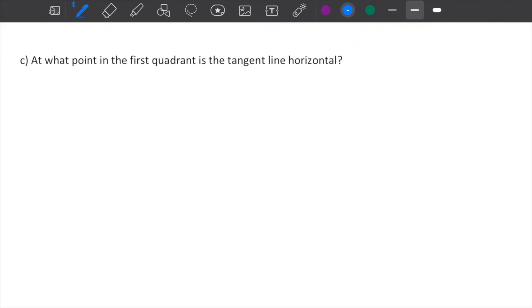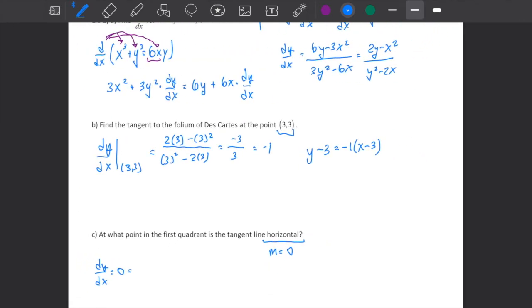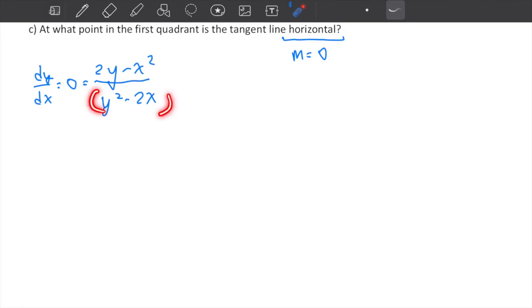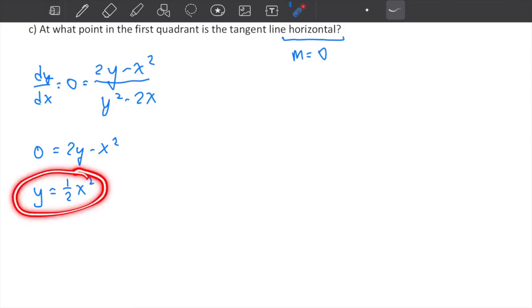At what point in the first quadrant is the tangent line horizontal? Let me think about that. Horizontal would tell us that our slope is equal to 0. So our slope, dy/dx, is going to be 0. And that is 2y subtract x squared divided by y squared subtract 2x. Now if I cross multiply, that's going to give us 0 equals 2y subtract x squared, or y equals 1/2 x squared. So what this tells us is our slope is going to be equal to 0 when we have that relation.